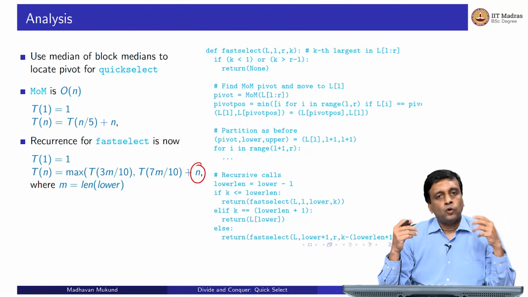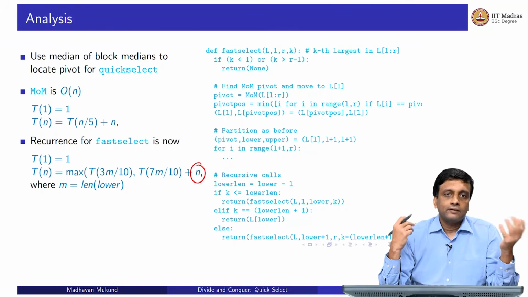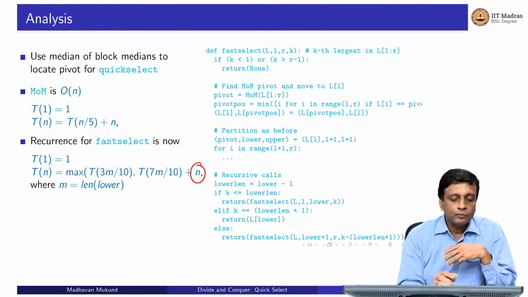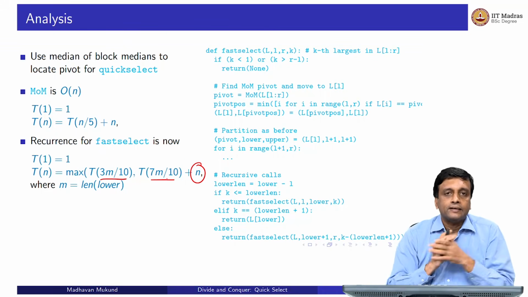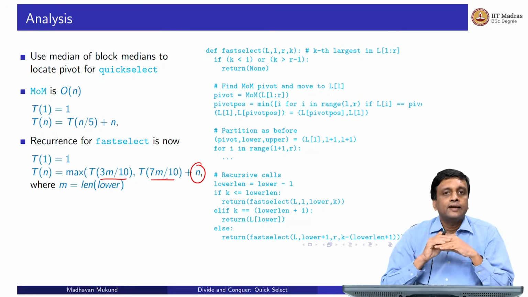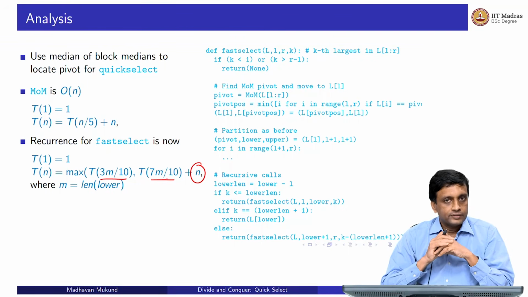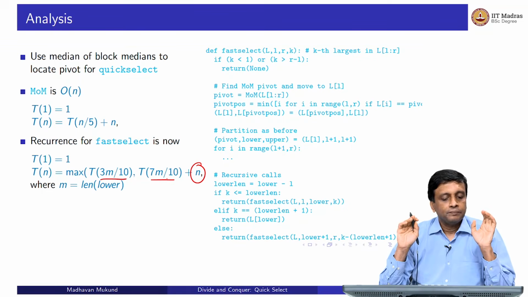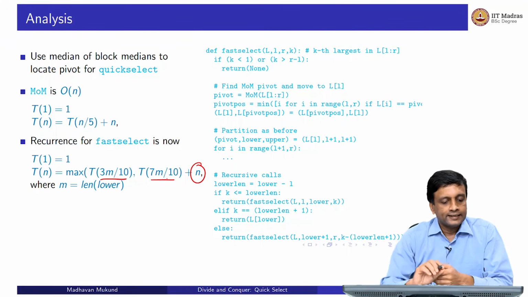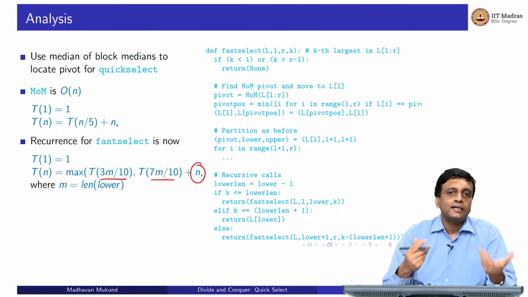And now what do we know? We know that, like our earlier example of quicksort with 2 by 3 and 1 by 3, here it is 3 by 10 and 7 by 10. We know that at least that many elements have been eliminated, or pushed into one of the two partitions. And since this is similar to our earlier argument, we will just keep contracting. The maximum of this is strictly smaller.